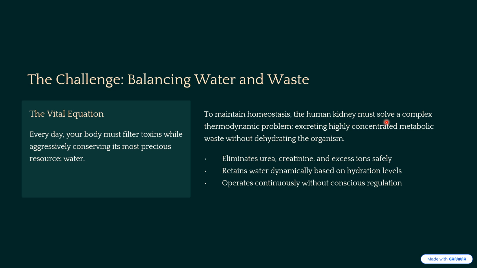The human kidney must solve a complex thermodynamic problem, excreting highly concentrated metabolic waste without dehydrating the organism. Just now I have said that. So what it actually does in the countercurrent mechanism: it eliminates the urea, creatinine and excess ions safely. Number two, retains water dynamically based on hydration level. Number three, operates continuously without conscious regulation. So these are the three main activities done in the countercurrent mechanism, and everything is done to balance the water and the waste product.